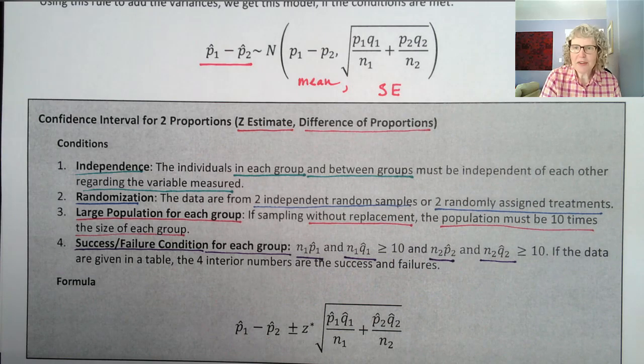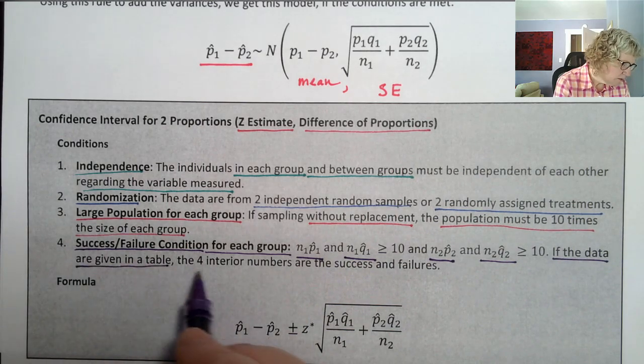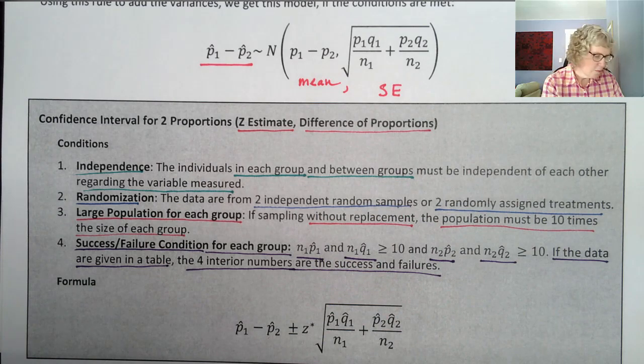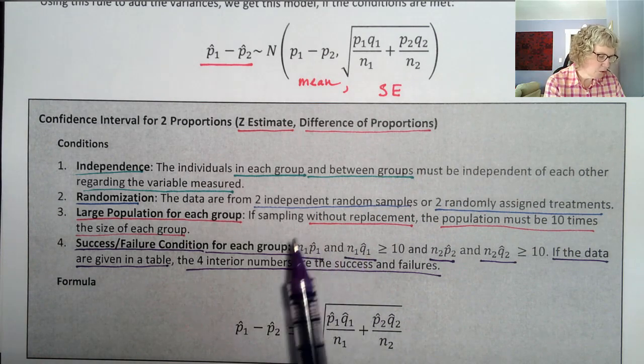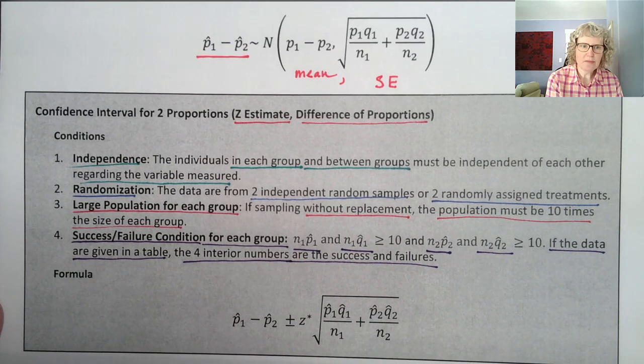The nice thing about this, if the data are given in a table, the 4 interior numbers are the successes and failures. So remember, this is the successes and failures for group 1, successes and failures expected for group 2. Those 4 interior numbers, I'll show you, are those 4 numbers. So that's really cool. I love that when that happens. We'll write those out in just a second.